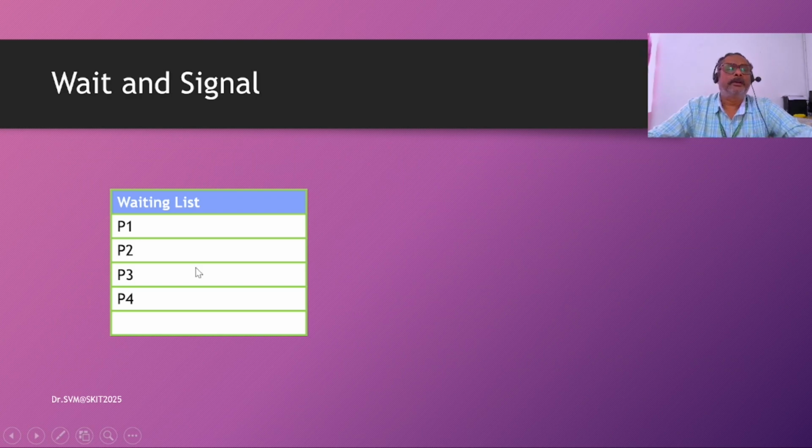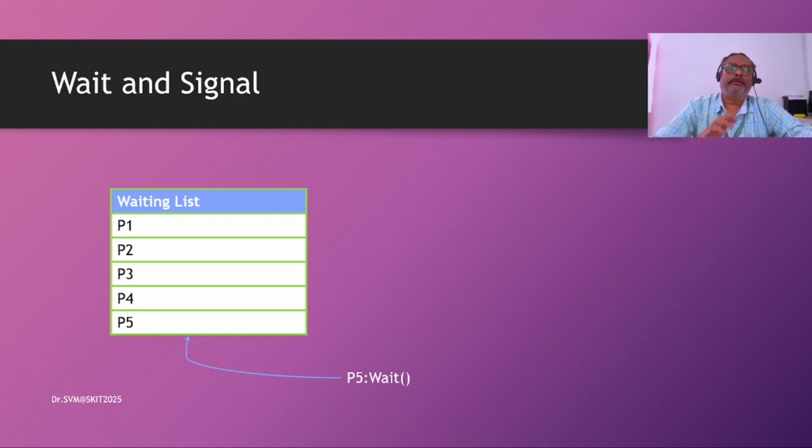So let's take up an example. For any given resource, 4 processes are already in the waiting list. So some have already gone. One process is currently using the resource. Then P1 had come, P1 entered the waiting list, then P2 came, P2 entered the waiting list, then P3 came, P3 entered the waiting list, then P4 came, then P4 entered the waiting list. Now P5 executed wait. Now P5 wanted to use this shared resource, so it said wait, then P5 gets into the waiting list. So this is the waiting list for that particular resource.